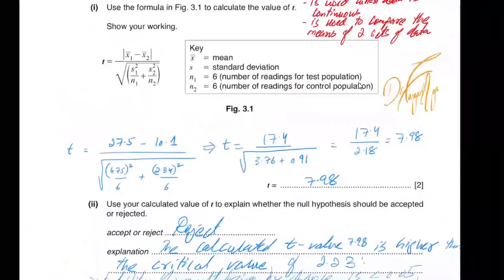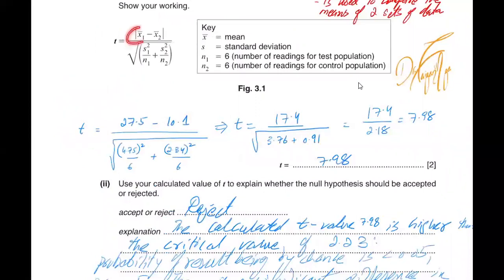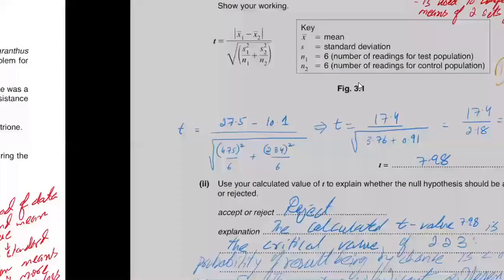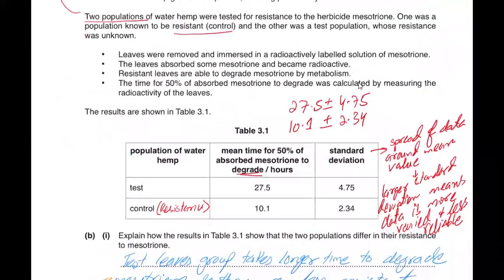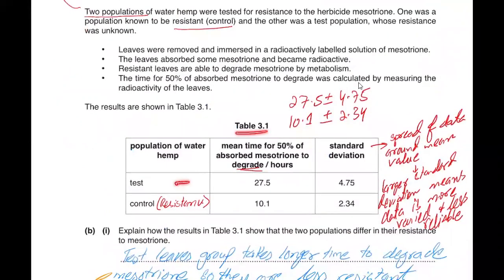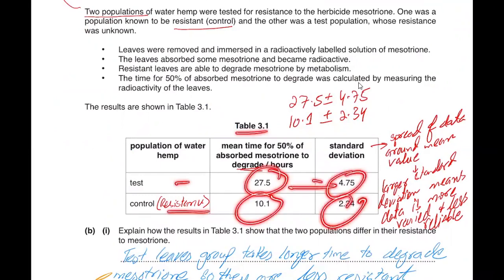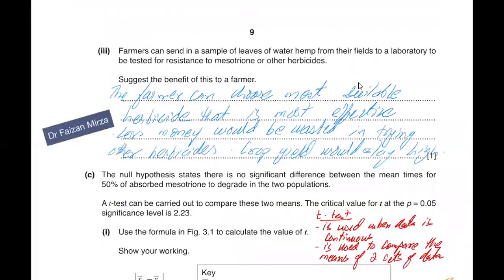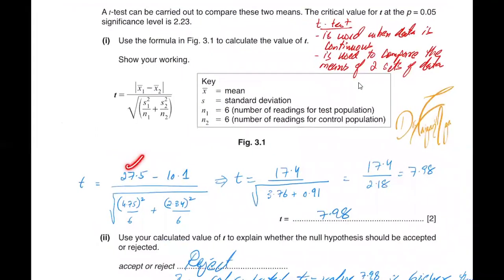What will we do? We'll start putting these values in their appropriate places and solve for the test. Now, how are the values coming? X bar 1, X bar 2. Where were these stated? They were stated already in the previous table 3.1. The test mean was given to you, and the control mean was given together with the standard deviation. So we'll mention the mean and the standard deviation in the respective positions.